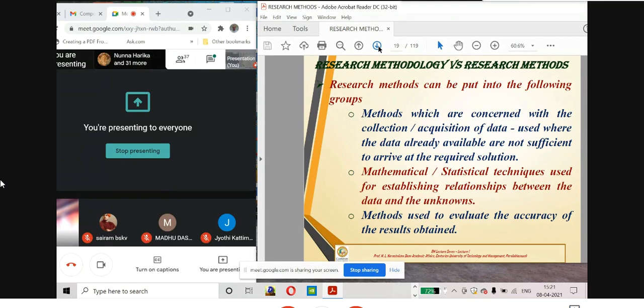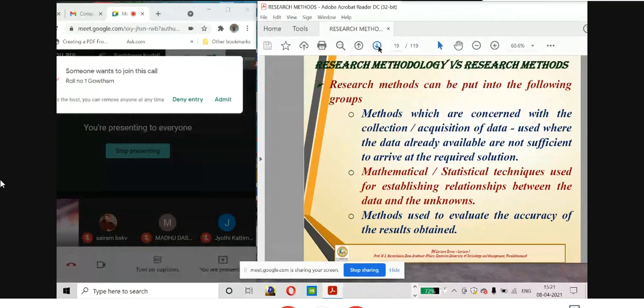So data collection or acquisition, analysis, validation. These are the three groups. One is data collection, the second is data analysis, and the third is validation or evaluation of results.